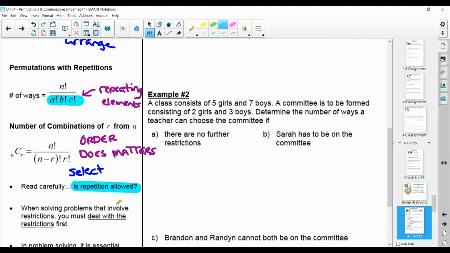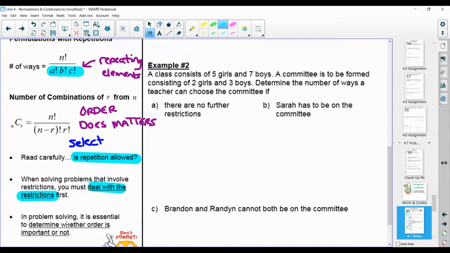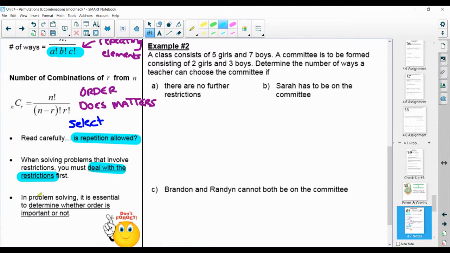So that's important to check for. When we're solving problems that involve restrictions, you always need to deal with those restrictions first. So it might be that we're selecting a committee and a certain person has to be on the committee, or we're arranging people into a photograph and certain people have to be in certain positions. Those would be some restrictions that we deal with. And again, I can't stress enough, whenever we're doing these questions, make sure you know whether order is important or not. All right, so let's get into some examples.